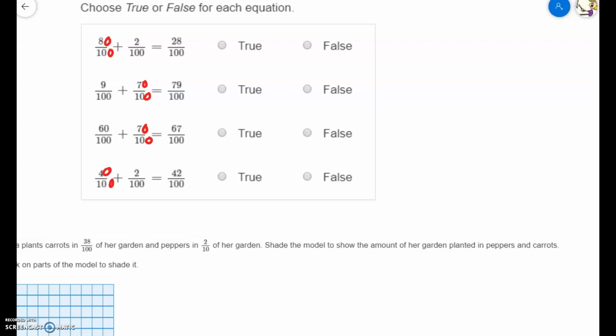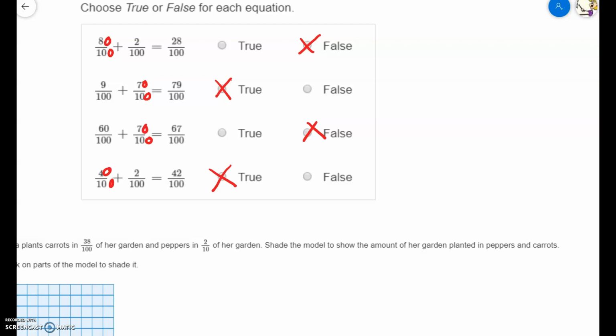Is 80 hundredths plus 2 hundredths 28 hundredths? Absolutely not. Is 9 hundredths plus 70 hundredths 79? Yes. So now it's made it much easier now that I've already added those zeros in there. I can just look at it and add them. So is this 67 hundredths? No, that would be 130 hundredths. So that is false. And 40 hundredths plus 2 hundredths would be 42 hundredths.